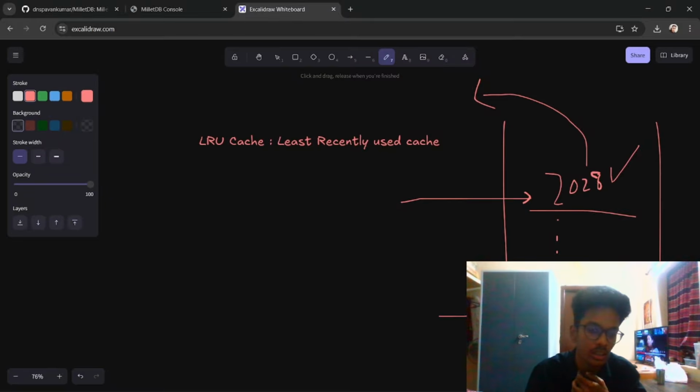Okay, so it's a linked list based algorithm. So what's the use of it? This is essentially to make the database faster. It gives O(1) retrieval time, which is quite amazing for any database.